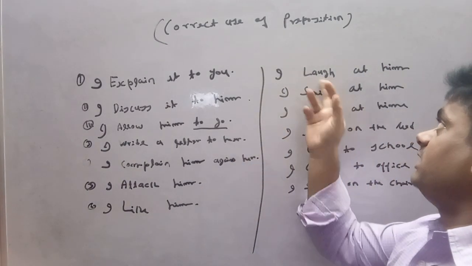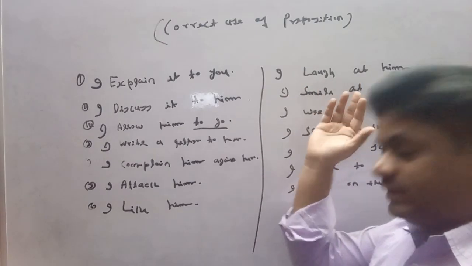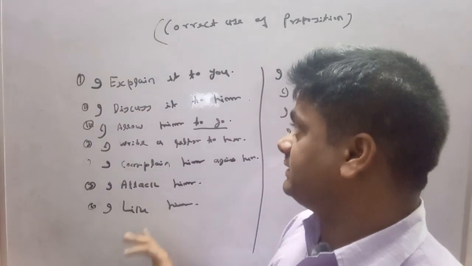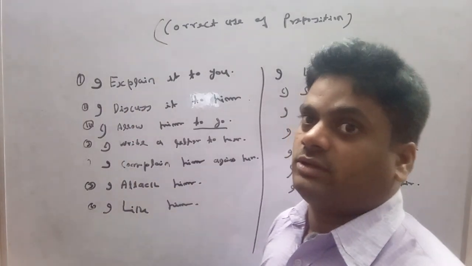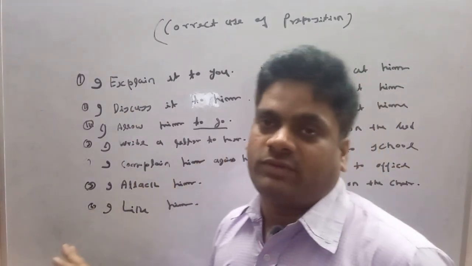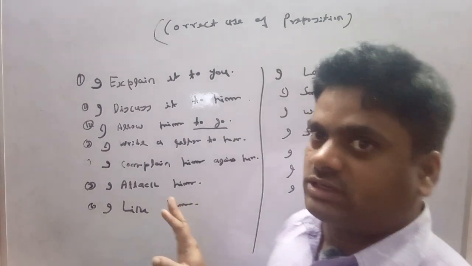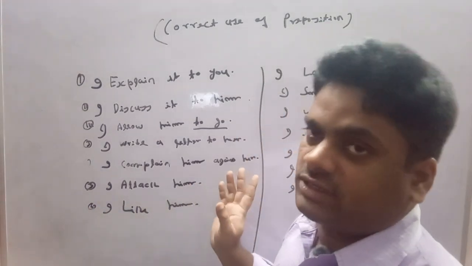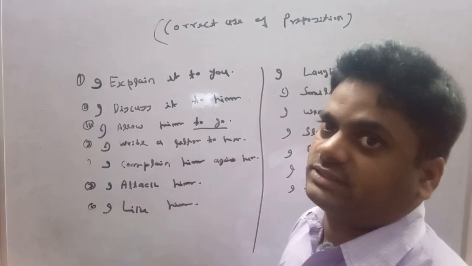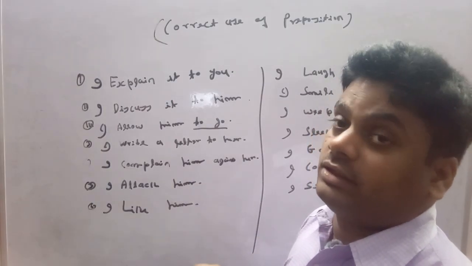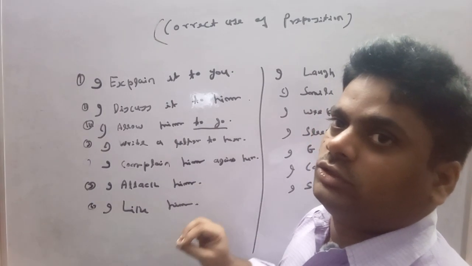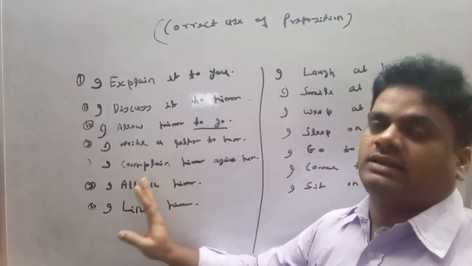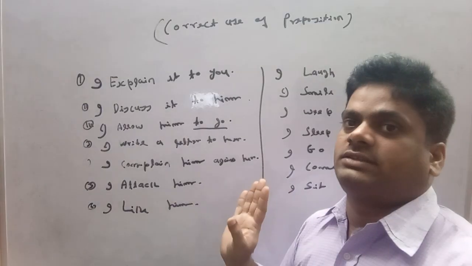I laugh at him. Here in these sentences we have used a preposition, but in these sentences we do not use a preposition. Why? Because transitive verbs do not require any type of preposition. Transitive verbs require their object directly. Intransitive verbs do not require any type of object, but transitive verbs require an object in a sentence.